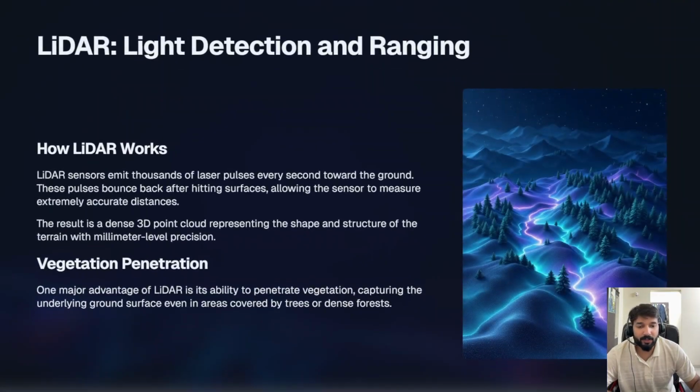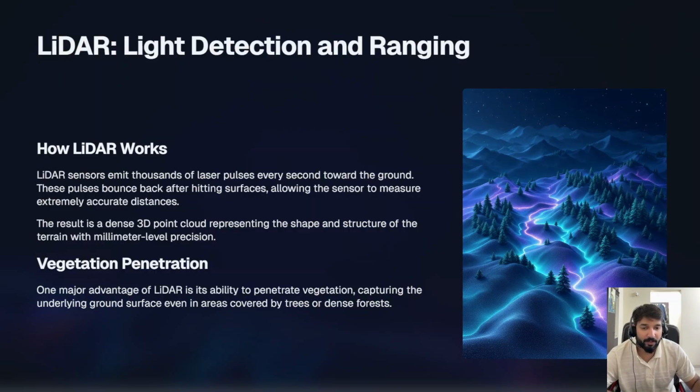Next, let's look at LiDAR sensor. LiDAR stands for light detection and ranging. Instead of capturing images, LiDAR sensors emit thousands of laser pulses every second towards the ground. These laser pulses bounce back after hitting surfaces, allowing the sensor to measure extremely accurate distances. The result is a dense 3D point cloud which represents the shape and structure of the terrain.